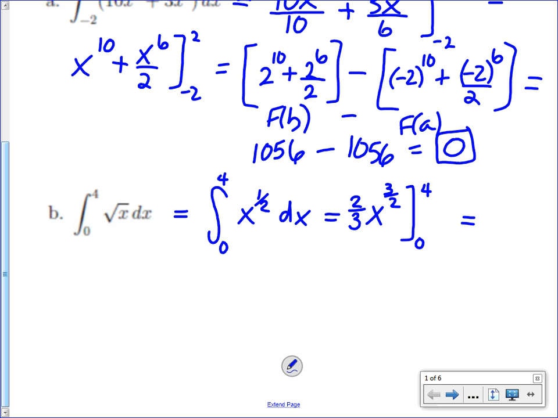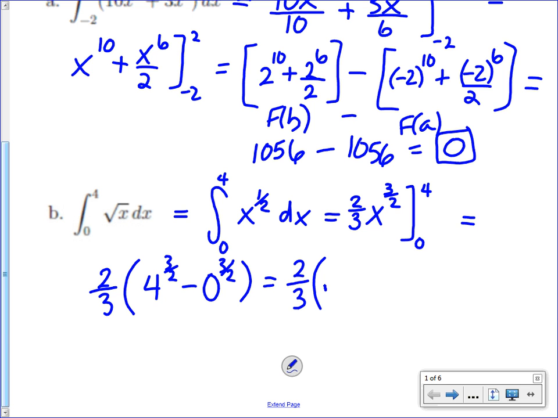Then we're going to plug in our upper limit, so that'll be 4 to the 3/2, minus, plug in your lower limit, so that's 0 to the 3/2 power. So this will end up equaling 2/3 times 4 to the 3/2 power. Well, remember, that converts back to the square root of 4 cubed. The square root of 4 is 2, and 2 cubed is 8. Then, if we multiply straight across, because that is 8 over 1, we get 16 over 3.